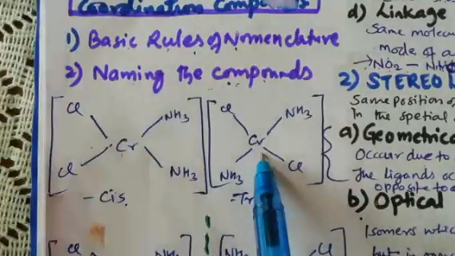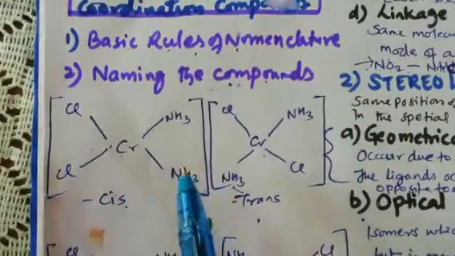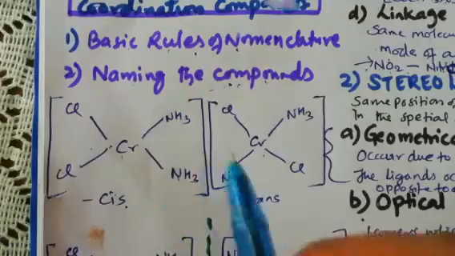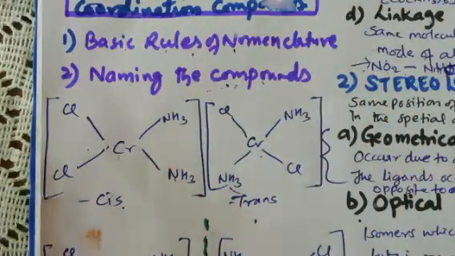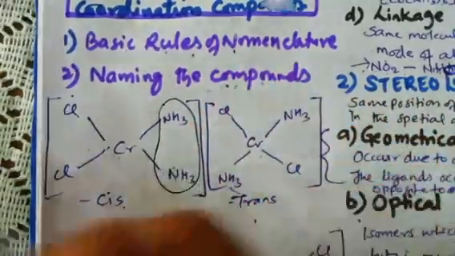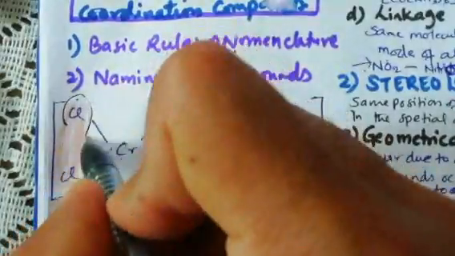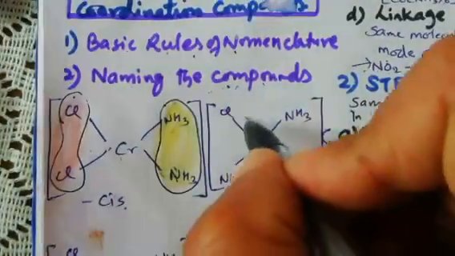You can see one chromium is in the center, 2 chlorine, 2 amine. But what is the difference? This is not a difference in number. This is the difference in position. You see here, both the amine groups are on the same side. Okay, hope you got this. And both the chlorines are also on the same side. Whereas in this case, the chlorine is opposite.